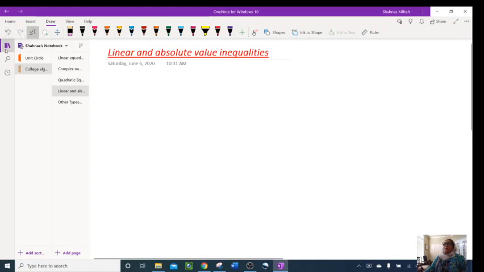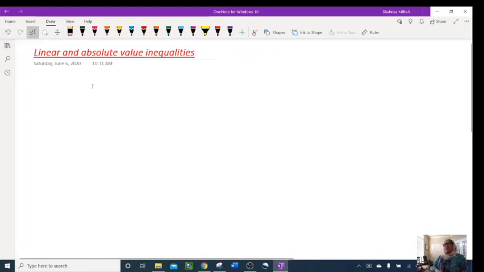Today we are working on linear and absolute inequalities, and I will show you that in college algebra they use different types of notations, like interval notation, and you're also going to have set builder notation. So I'm going to show each one of them. Okay, let's start solving the questions.